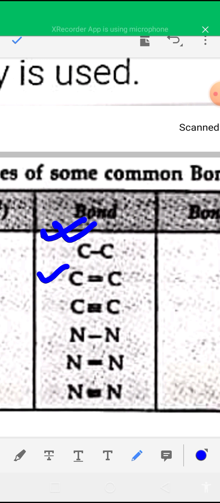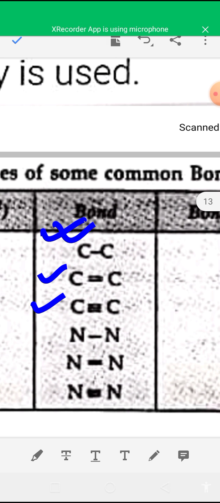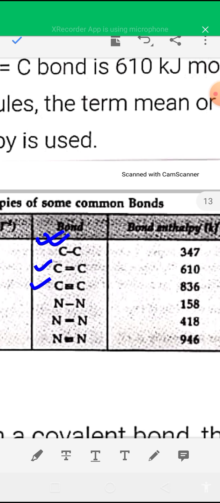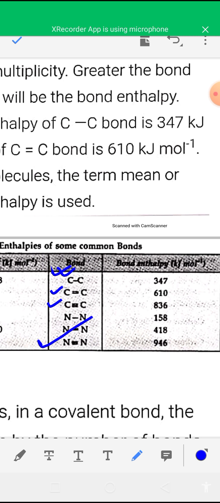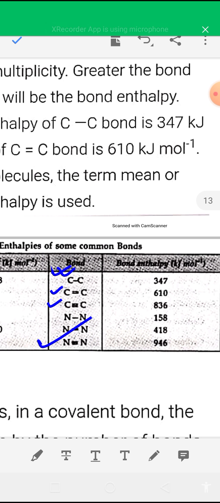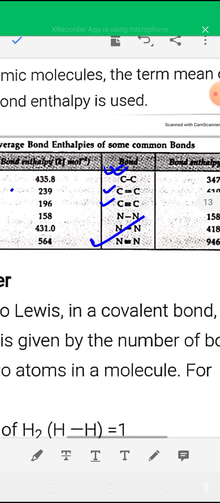bond is less than carbon double bond, which is less than carbon triple bond, because in a carbon triple bond a triple covalent bond is present, which is stronger than a double covalent bond, which is stronger than a single covalent bond. So the bond dissociation energy of carbon triple bond is more than carbon double bond, which is more than carbon single bond. Similarly, the bond dissociation energy of nitrogen triple bond is more than nitrogen double bond, which is more than nitrogen single bond.